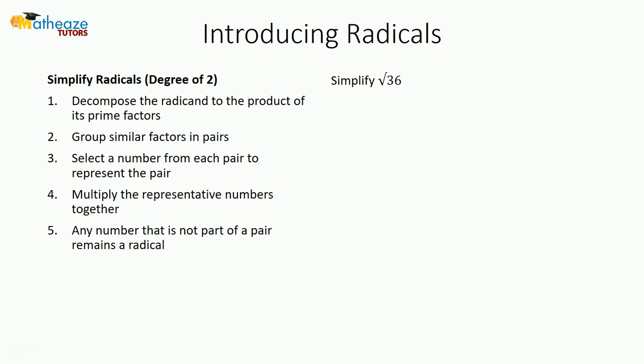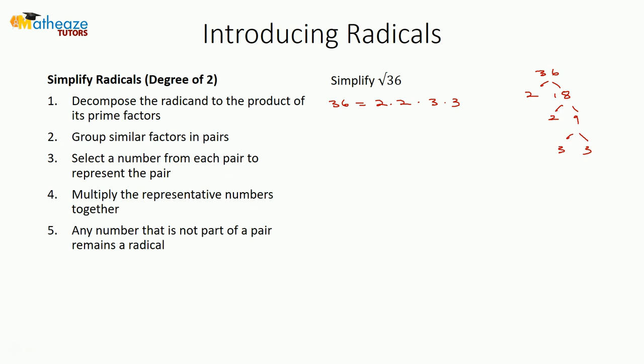Now we're going to simplify radicals. We start with degree 2. The first thing we're going to do is decompose the radicand into the product of its prime factors. So this is factor trees. We have a lecture that focuses on that. So 36, we have 2 and 18. You must use prime factors here. We have 2 and 9, and then we have 3 and 3. So 36 is the same as 2 times 2 times 3 times 3.